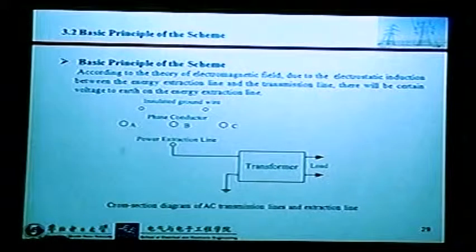Basic principle of the scheme. According to the theory of electromagnetic field, due to the electrostatic induction between the energy extraction line and the transmission line, there will be a certain voltage to earth on the energy extraction line. In this figure, here is the insulated ground wire. Here, phases A, B, and C. Here is a power extraction line through the transformer to the load.